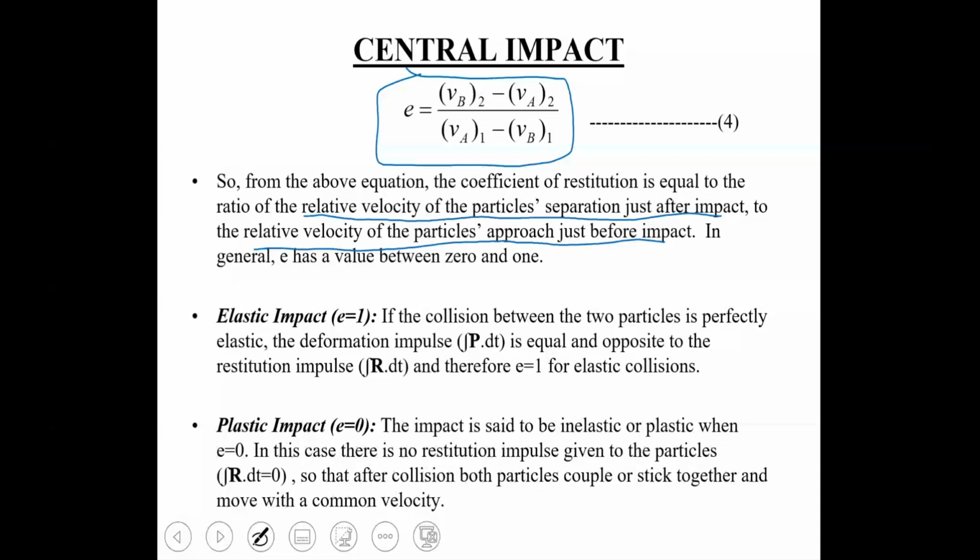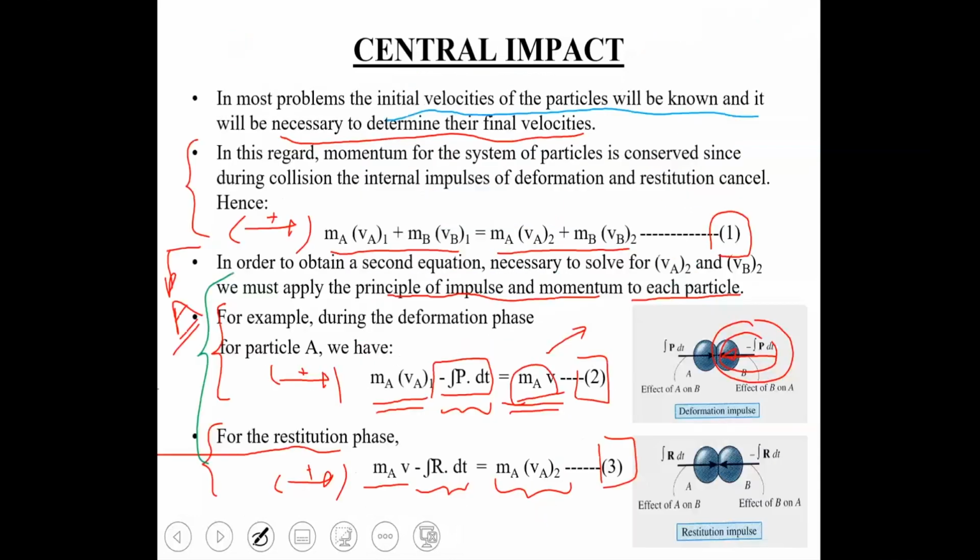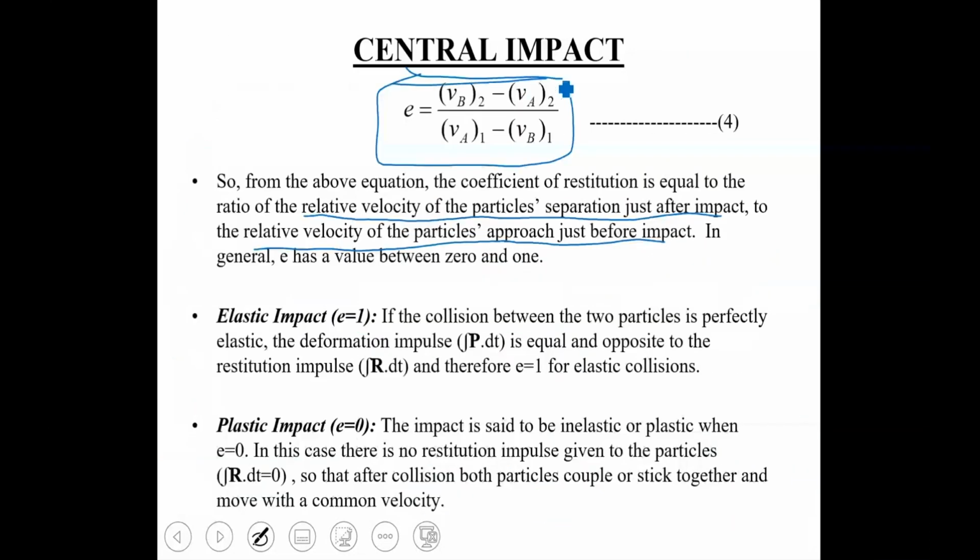तो आपके पास एक सेकेंड इक्वेशन जो है, अब आपके पास दो इक्वेशन आ गई. वन इक्वेशन इज दिस वन जो कि आपको कंजर्वेशन ऑफ मोमेंटम से मिली थी इन टर्म्स ऑफ VA2 एंड VB2. द अदर इक्वेशन इज दिस वन जो कि आपको कोएफिशिएंट ऑफ रेस्टिट्यूशन से मिली है इन टर्म्स ऑफ VB2 एंड VA2. You solve these two equations simultaneously in order to get the values of VA2 and VB2, the final velocities of these two particles just after collision.